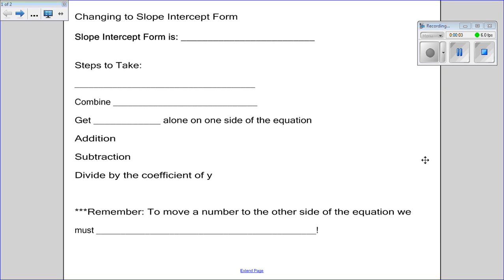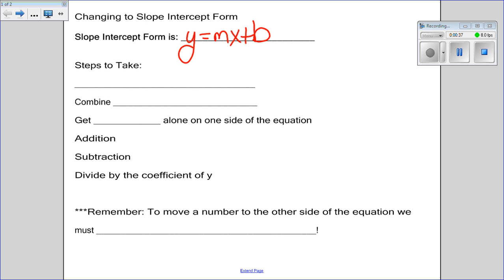This is our final video here on slope-intercept form, changing to slope-intercept form. Okay, so let's look back and review a little bit. What is slope-intercept form? To know what we're changing to, we have to know what it is. Slope-intercept form is y equals mx plus b. Remember that equation that we've been working with? y equals mx plus b, that is slope-intercept form, okay?